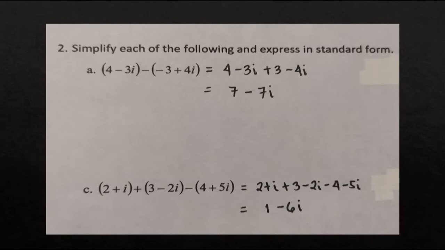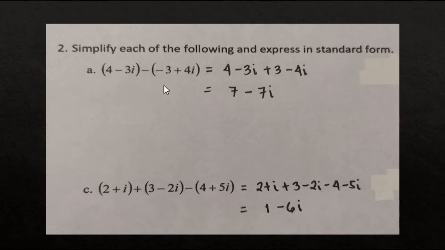Okay, number 2. Simplify each of the following and express in standard form. Okay, letter A, we have 4 minus 3i minus negative 3 plus 4i. So, how do we simplify this one? Okay, so here we can distribute the sign to each term sa atong quantity. Since minus man ta, i-distribute na nato ang sign.